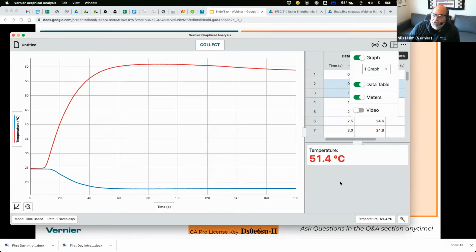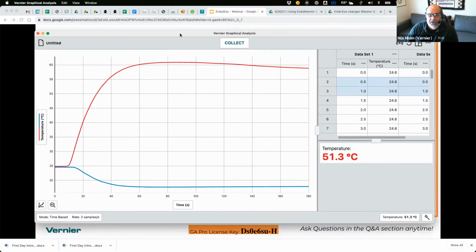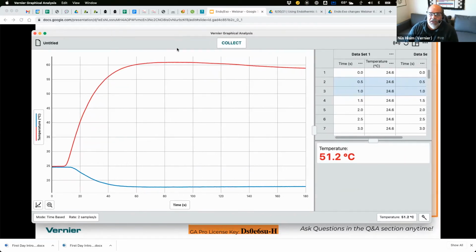So I've got a short time left, about 15 minutes or so, and I wanted to show you a couple other things in Graphical Analysis Pro. I hope you found this activity interesting, and I hope to hear from some folks that maybe they're using it, or something similar to it in your classes.